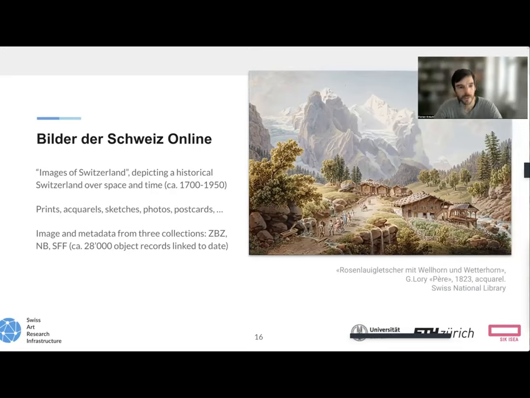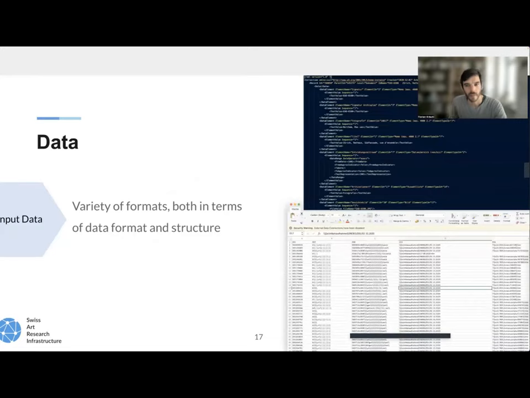It is a knowledge graph of historical images of Switzerland, which originate from three different cultural collections: the Central Library of Zurich, the National Library of Switzerland, and the Familie Fehlmann Foundation. We receive this data in a variety of formats: MARC XML, custom XML formats, as well as Excel sheets. There's a huge variety, both in terms of how the data is structured and the data types itself.